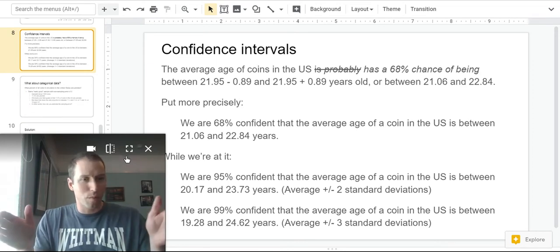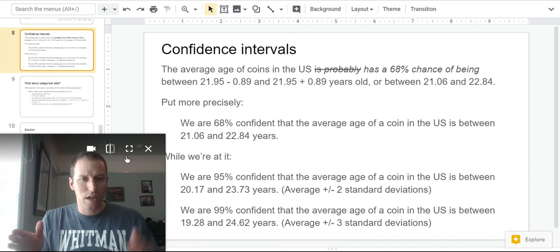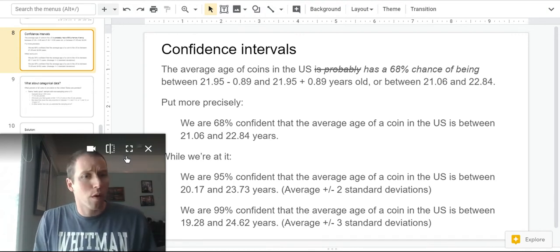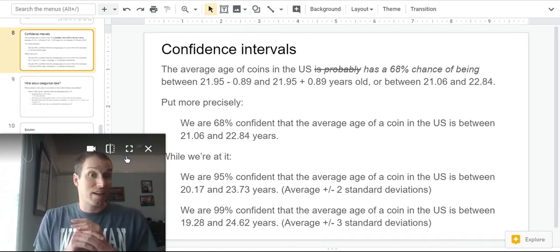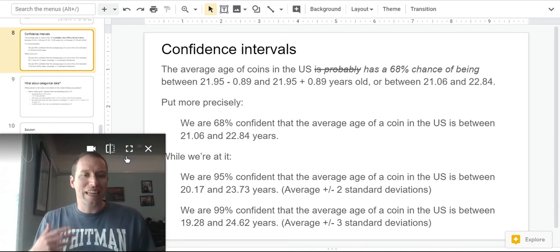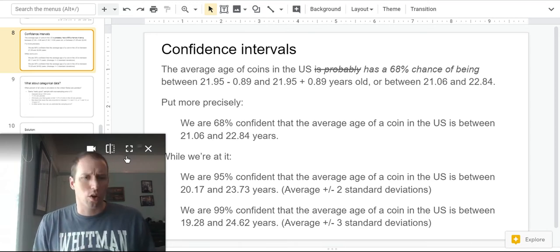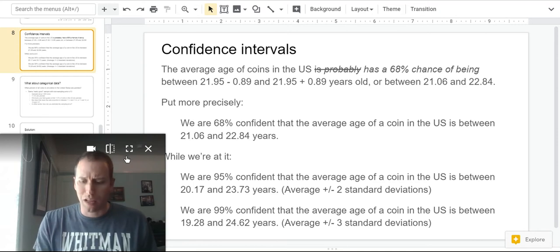We were 68% confident that age was between 21 years and almost 23 years. We were 95%, it was then 20 years and almost 24 years. And we were 99%, it was then about 19 years and 24.6 years. By the way, this data is all made up, so that's not true, just making that up, but let's just say. But that applies for numerical data, where we're looking at a number like a year or a GPA or a weight or something like that.